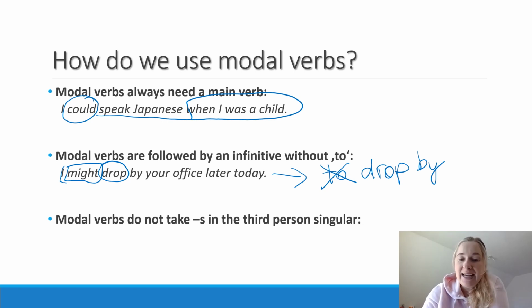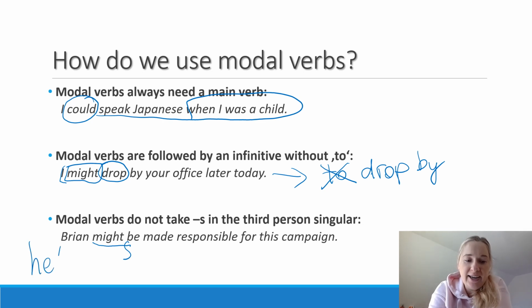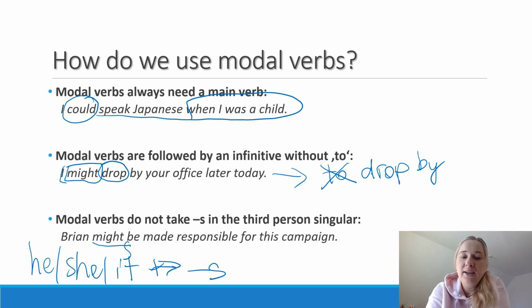Modal verbs do not take an S ending in the third person singular. For example, Brian might be made responsible for this campaign. So you cannot say mights. You know the rule that we have, he, she, it, and then an s ending, right? It doesn't work like this. When you're using the modal verbs, you don't use an S ending in there.